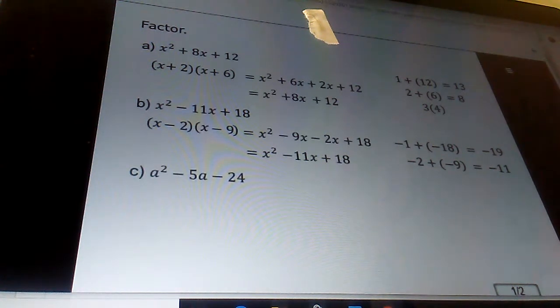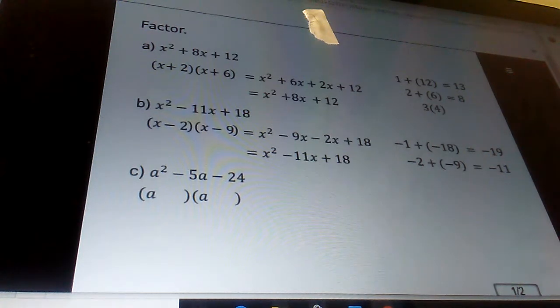Let's try one more. A squared minus 5a minus 24. The coefficient of the a squared term is 1, so the first term in each binomial factor is a. Now look at the constant term, negative 24, and the coefficient of the middle term, negative 5. This problem is different from parts A and B because we need to find two numbers whose product is negative 24 and whose sum is negative 5.